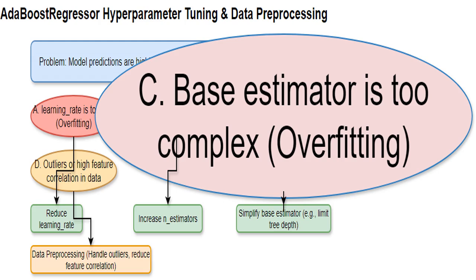The base estimator, the type of decision tree used, might be too complex. Even if AdaBoost is well tuned, a highly complex decision tree can still overfit. Simplifying it, maybe by limiting its depth, would reduce overfitting and make the model more robust.